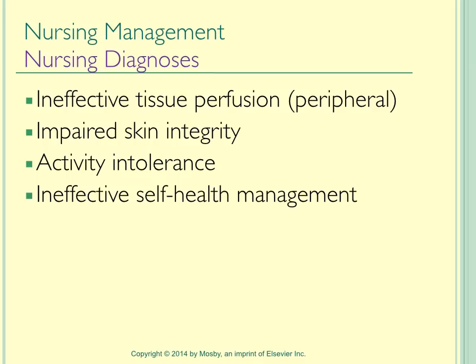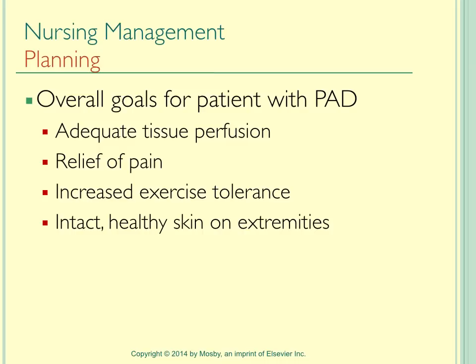Nursing diagnosis, ineffective tissue perfusion. That's I think the major one. That's why this disease happened. Impaired skin integrity, activity intolerance, ineffective self-health management, or being non-compliant with whatever we are teaching them. Overall goals for patient with PAD: adequate tissue perfusion, relief of pain, increased exercise tolerance, and intact healthy skin on extremities. And do you think it can be done? Yes, it can be done if they have a good nursing doctor team and if the patient is also motivated to do good for himself.